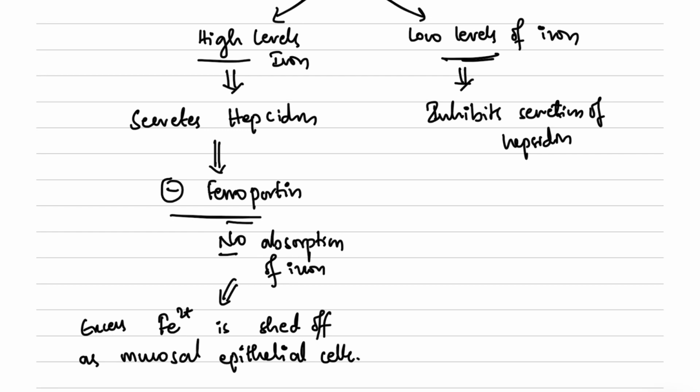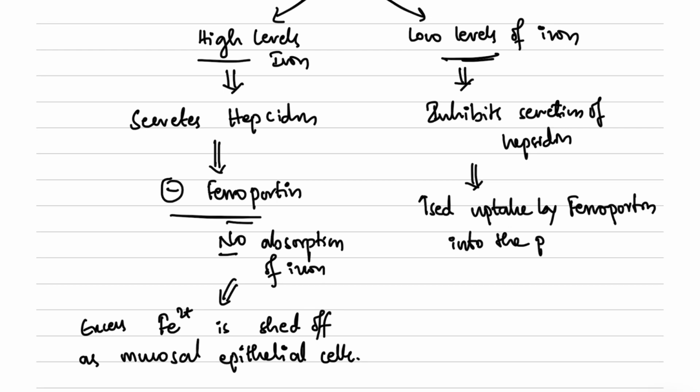cells. Whenever there are low levels of iron, it inhibits the secretion of hepcidin, so there will be increased uptake by ferroportin into the plasma. Okay, this is what we need to understand.